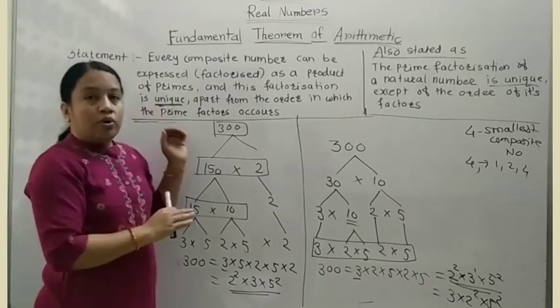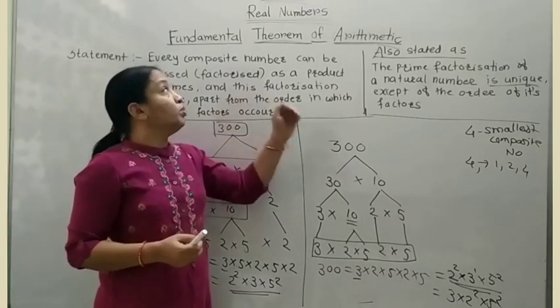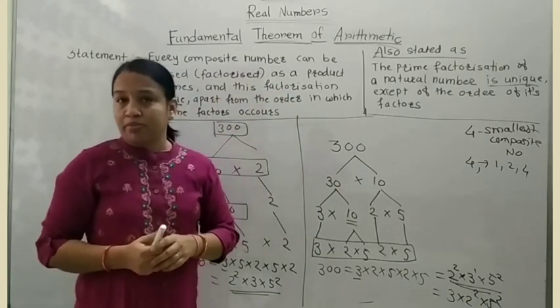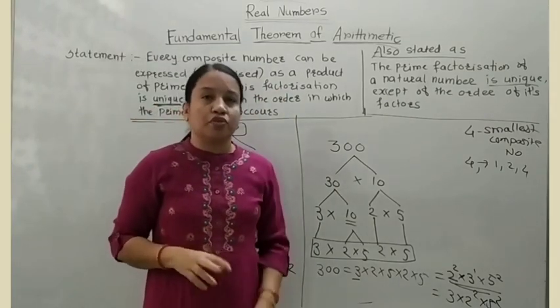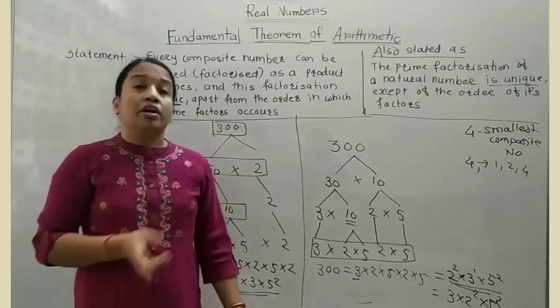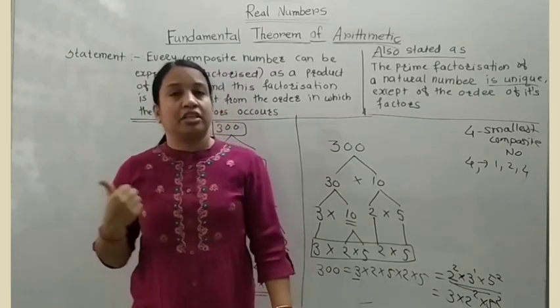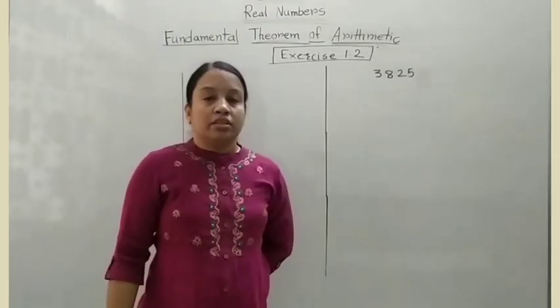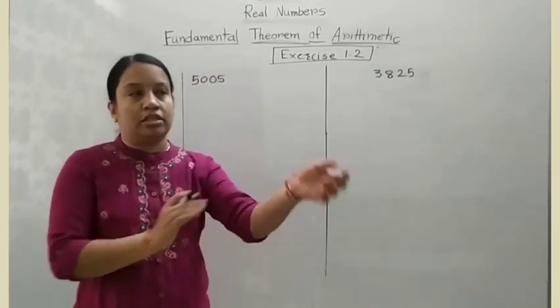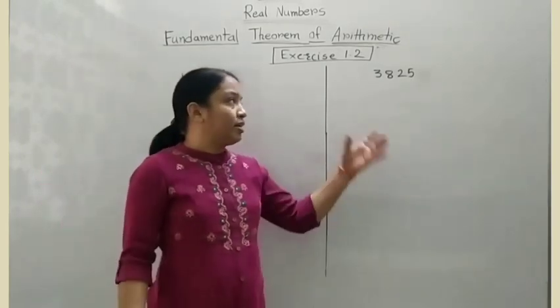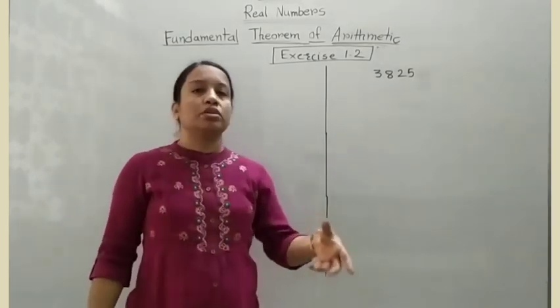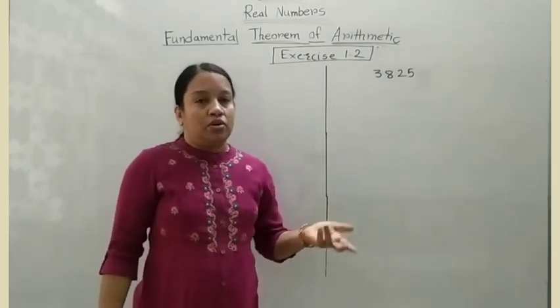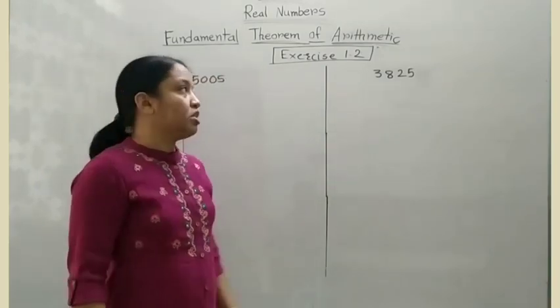Now what is the use of this fundamental theorem of arithmetic? It is used to find the HCF, LCM, and the relation between numbers and their HCF, LCM. That we will see. Now let us see how to do the prime factorization. While doing the prime factorization of a given number, just choose the prime. Remember all the divisibility tests, so it will be easy for you.